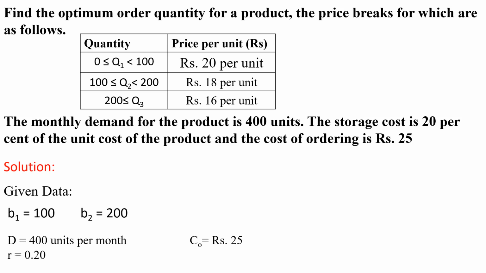Let's see the solution. Here, in the given data, two price breaks are available, one at 100 and another at 200. So B1 is 100 and B2 is 200, and the demand of the product is 400 units. This is the monthly demand, so D equals 400 units per month. Here there is no need to convert into annual demand. The storage cost is 20%, so R equals 0.2, and the ordering cost, C0, equals 25 rupees.